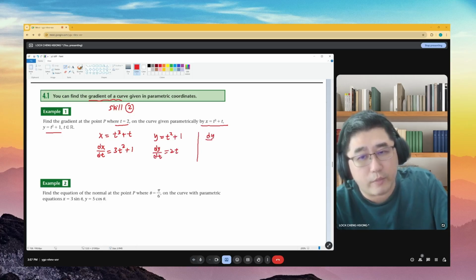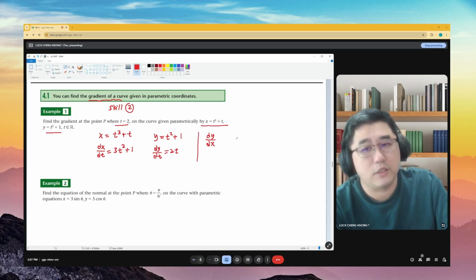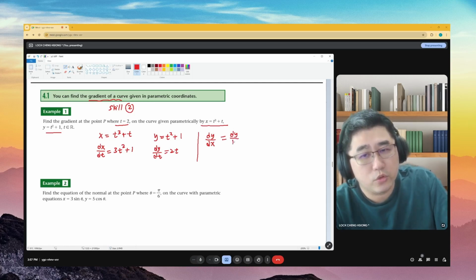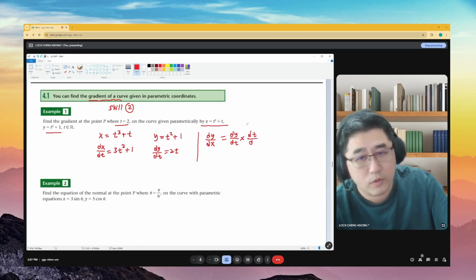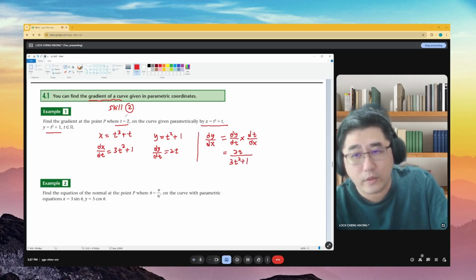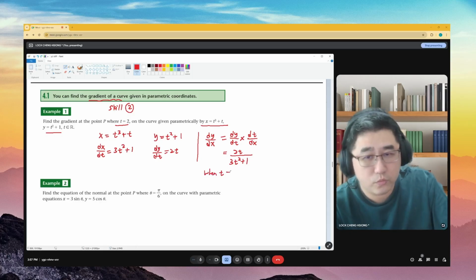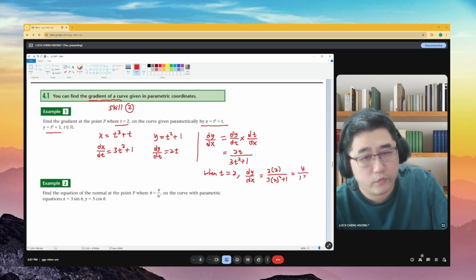Then after that, I need to get my dy dx. Please remember, the gradient of the curve is dy dx, not dy dt, not dx dt. So we apply the chain rule, dy dt times dt dx, so I have 2t over 3t squared plus 1. When t equals 2, I will have dy dx equals 2 times 2 over 3 times 2 squared plus 1. So 4 over 13 as your answer.